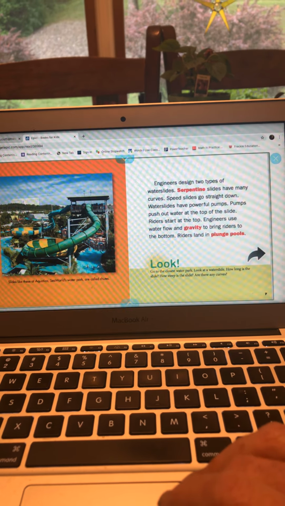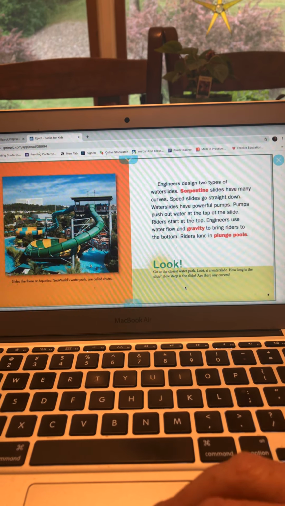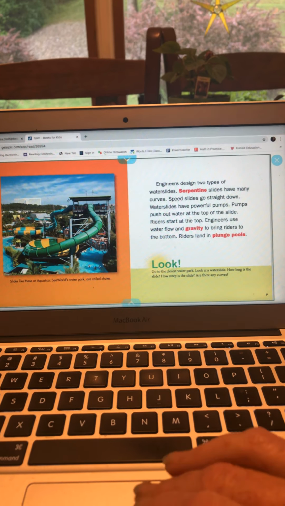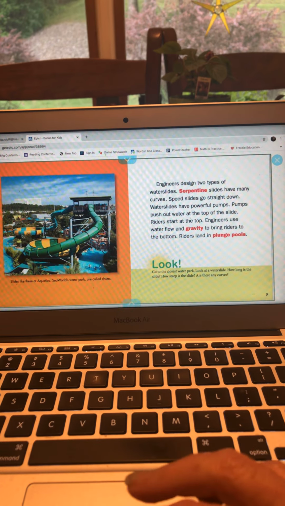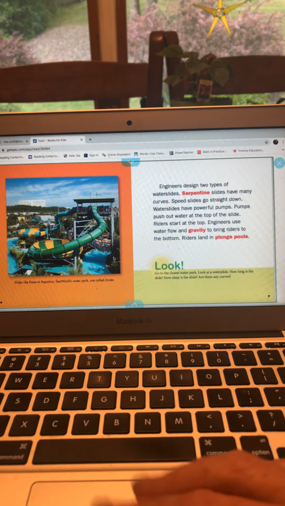Look close at the water park. Look at the water slides. How long is that water slide? Or how steep are they at the curves? So if you look at this one, this kind of goes around and around, and there's the splash park, and this one, ooh. All right.